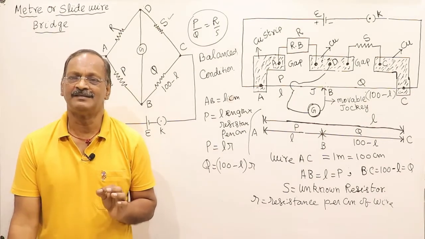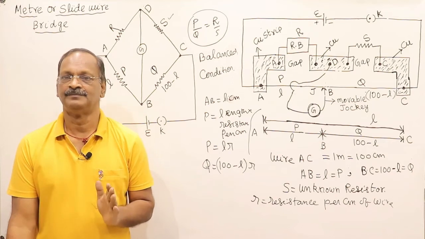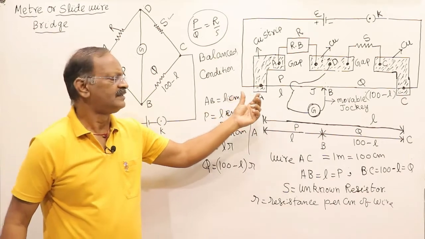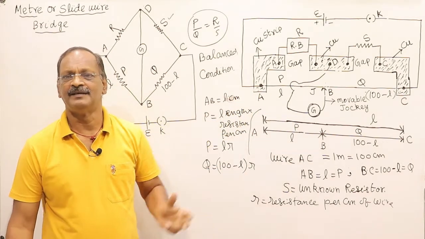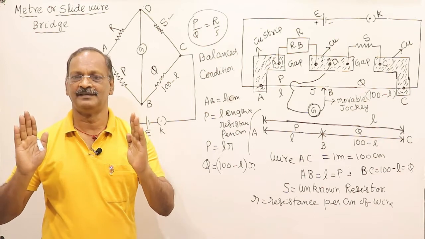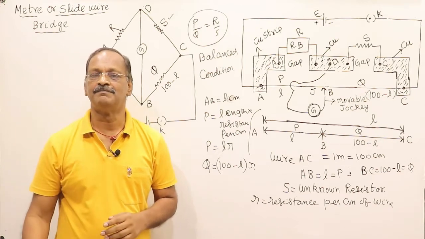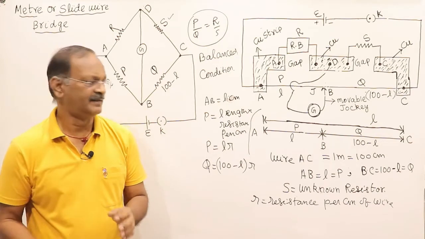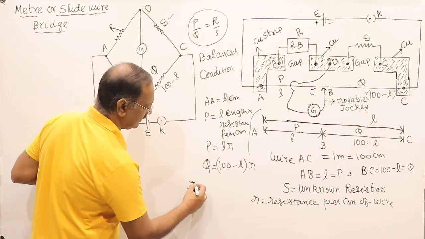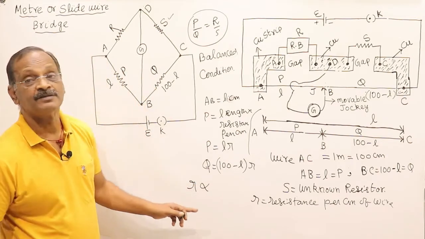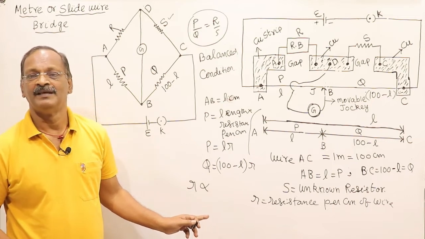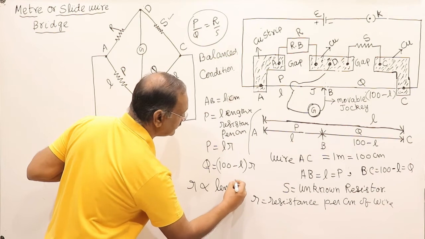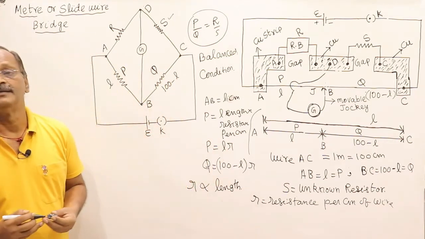of wire. What is per centimeter? Per centimeter means every centimeter. See, if you want to measure for 5 centimeter, it means the resistance for the length of 5 centimeter is equal to 5 into the resistance per centimeter length of the wire. So the resistance of the wire is proportional to the length of the wire.